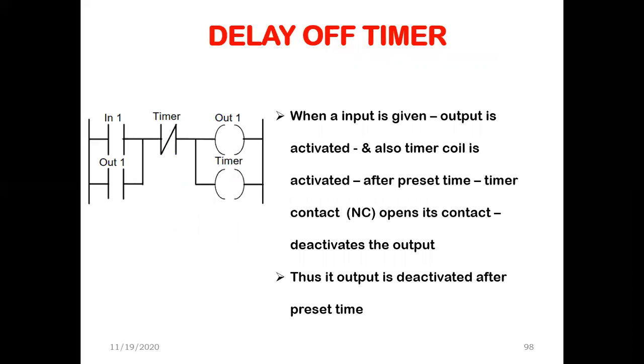So, delay off timer is defined as: when your input is given, the output is activated, and the timer coil is also activated after the preset time. So the timer contact, normally open, sorry, normally closed, opens, and it deactivates the output. So that's it. The output is deactivated after the preset time.